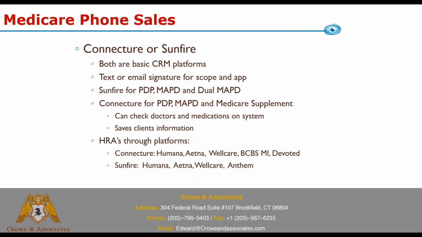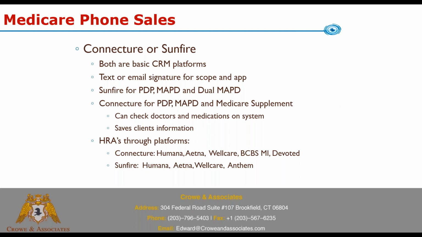Okay, so we'll start with Connecture and Sunfire. So this is used a lot. Agents that work with us have access to both platforms at no cost. And they're both basic CRMs, so that's not their main function, but they will save your client's data. They'll save doctor lists, drug lists. You can check doctors and drugs on there, and it will save it, which is nice. So they are a basic CRM platform if you just want to use those for your CRM.